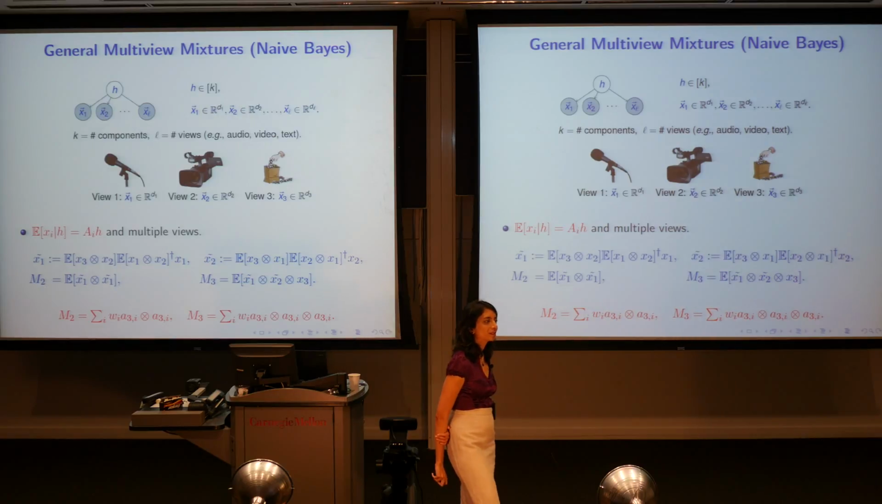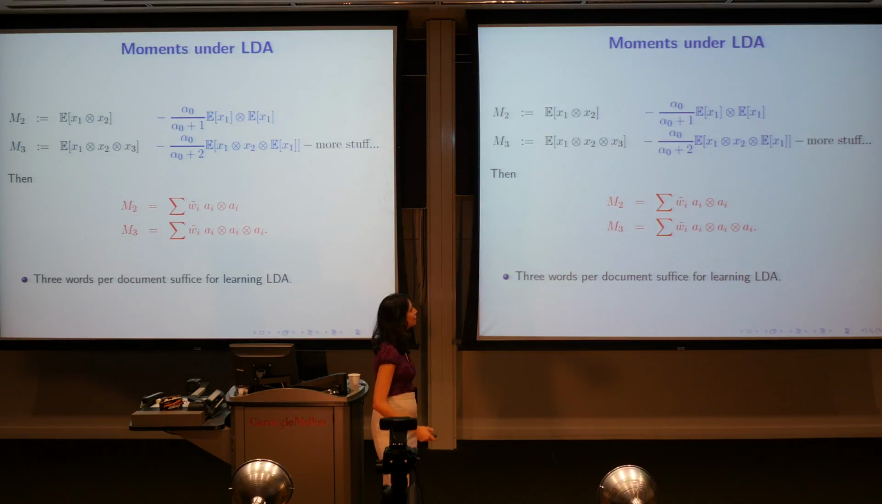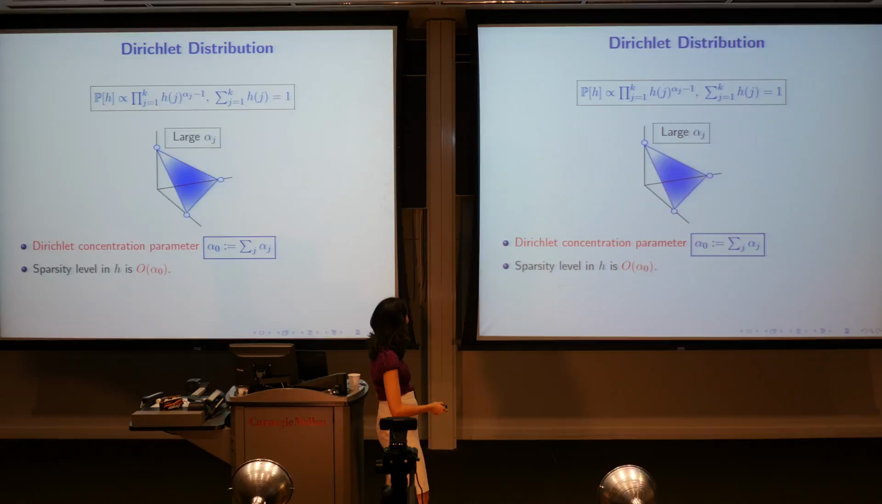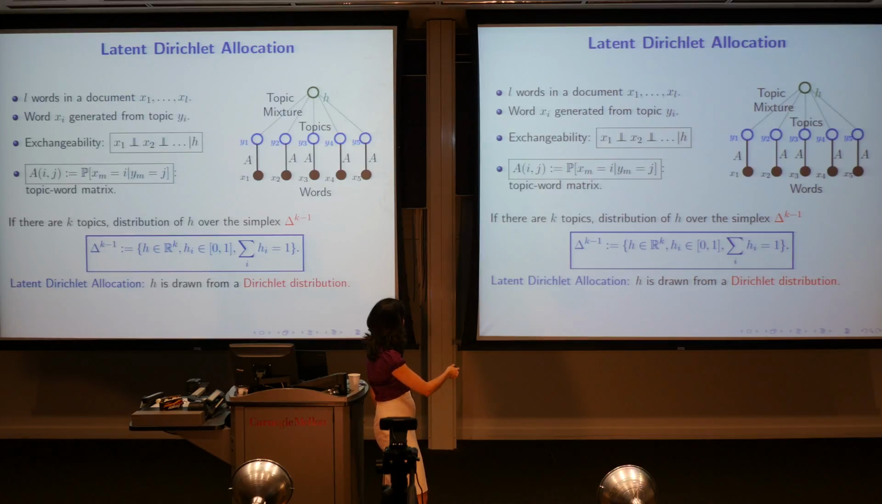Can we go back to the LDA model? Yeah. For M2, is the subtraction term the expectation over both X1 and X2? I mean, it doesn't matter because it is exchangeable, so the statistics are the same for both the words. So the marginal statistic is just the same. You can see that even from this conditional expectation, because I'm drawing these words, so in expectation, it's nothing but A times the expectation of H, and for all the words it's the same, so it doesn't matter.